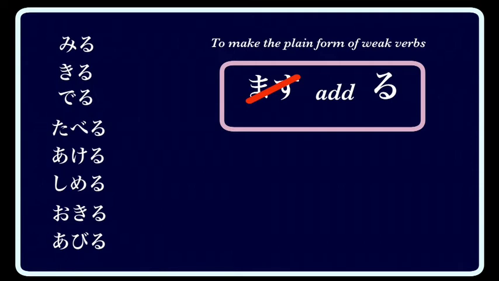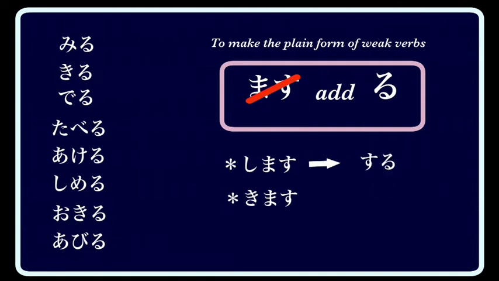There are two exceptions that I want to take note of here. Shimasu, to do or play sport, actually does change. It becomes suru. Tennis o suru. And kimasu, the verb meaning to come, actually changes to kuru, to come, in the plain form. Kuru. Shimasu, suru, kimasu, kuru. They are the exceptions that we need to practice and study till we get them right.